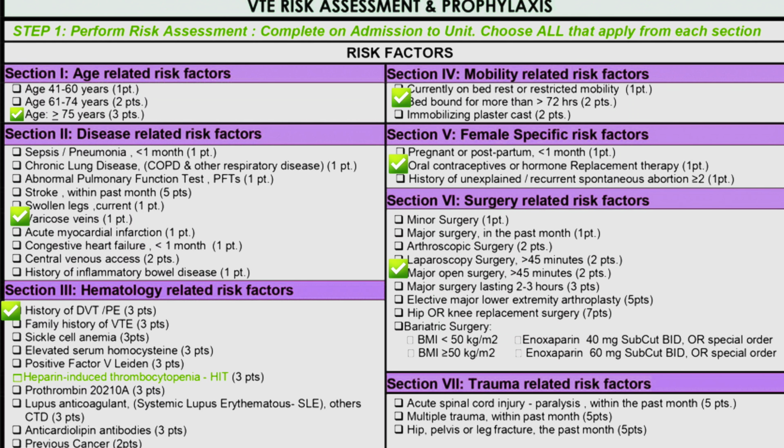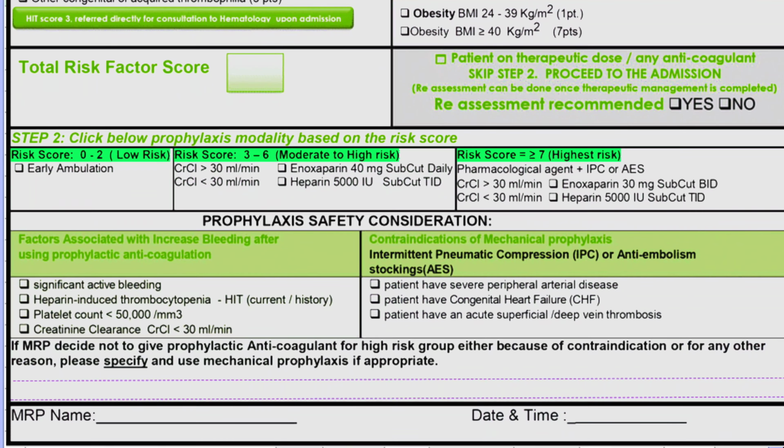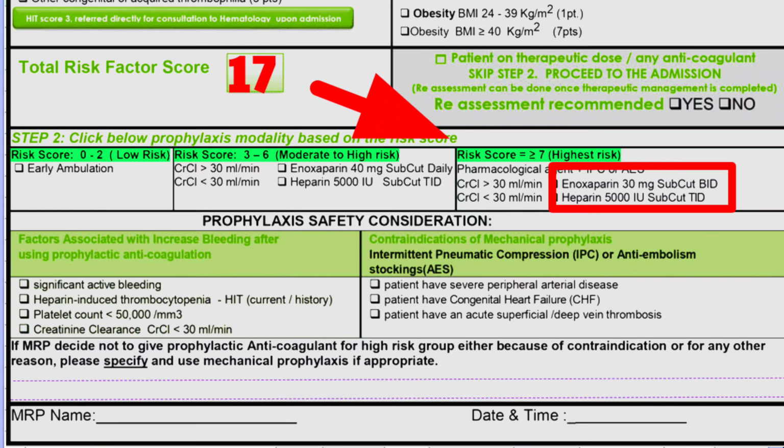If those conditions are met, they get 1 point, 1 point, 1 point, 1 point, until at the bottom you'll reach a certain number. If you are high risk, then definitely you have to do something about it. But most likely our doctors would be on top of this and they will order appropriately.